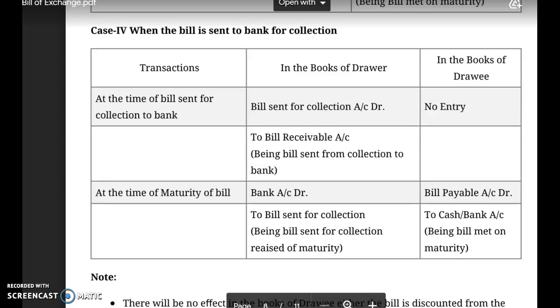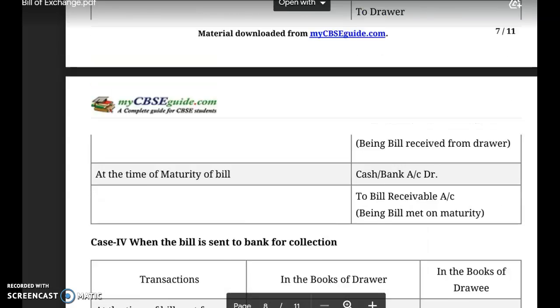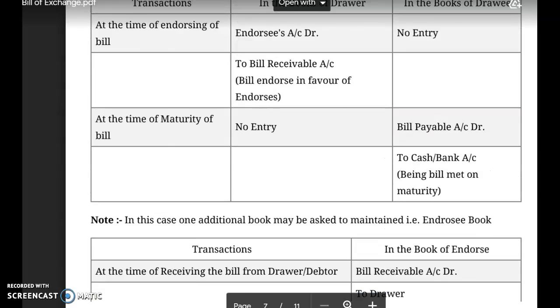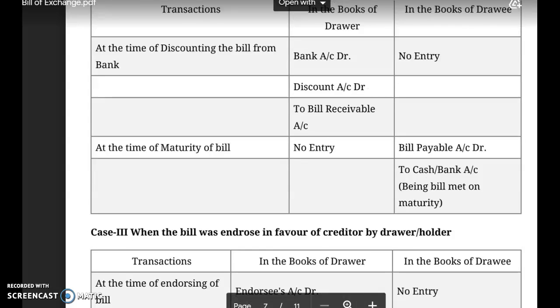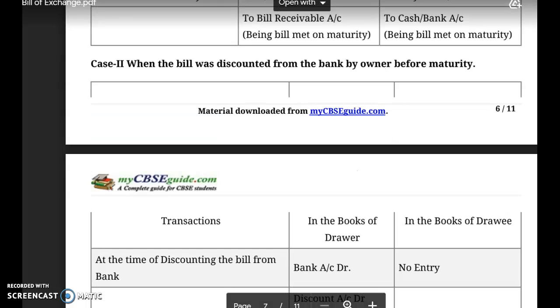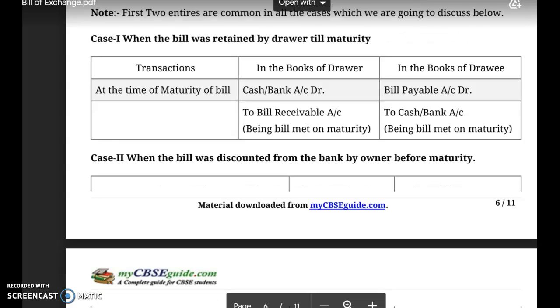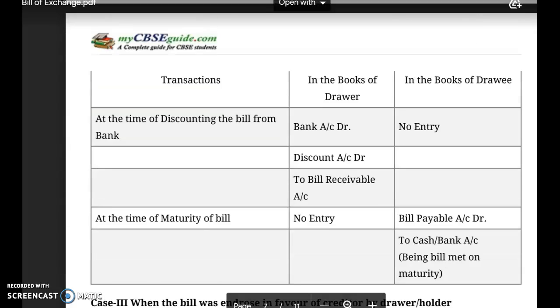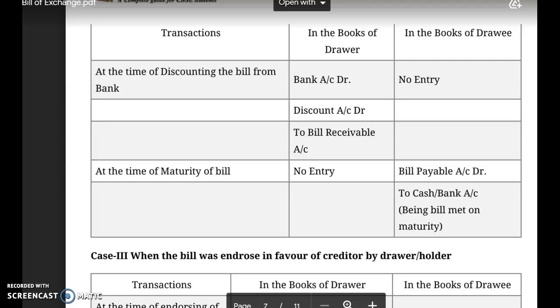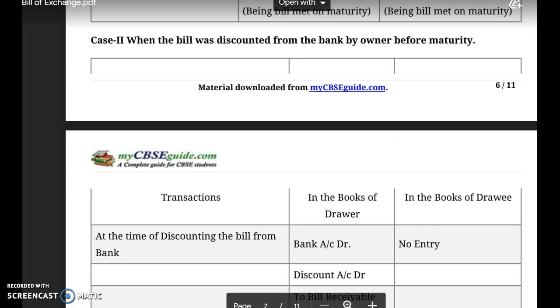Once again, we will summarize all four cases. The first case was that the drawer keeps the bill with himself till the due date. When the bill was retained by the drawer till maturity, he will not transfer that bill to any other third party, not discount it, and not send it to the bank for collection. The second case was discounting of the bill from the bank, that is, the bill is discounted from the bank by the drawer before the due date or maturity date.